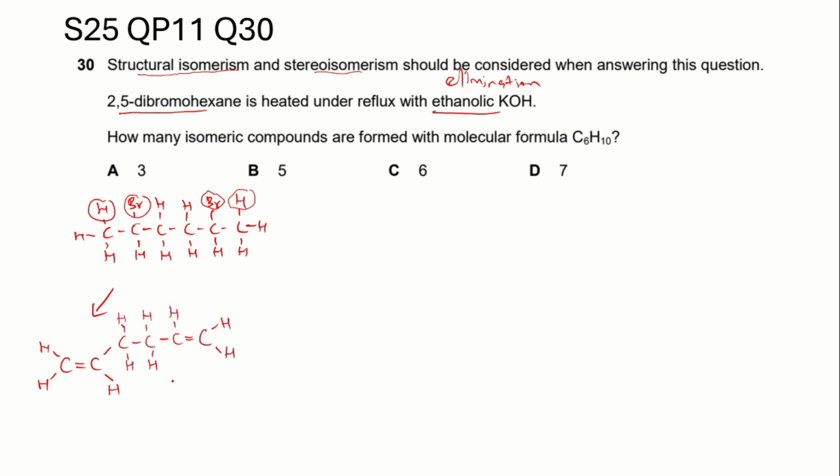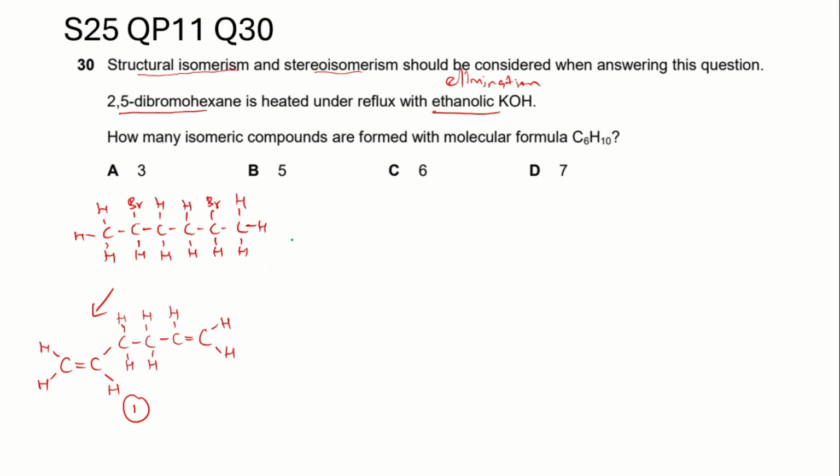Right, this is the first product. We should consider stereoisomerism. I will check if this product has cis trans isomers. This carbon is bonded to two hydrogen, so no cis trans on the first double bond. The second double bond, this carbon is also bonded to two same type of atoms, which is hydrogen. So this first product has no cis trans isomerism. So this is just one compound without isomer.